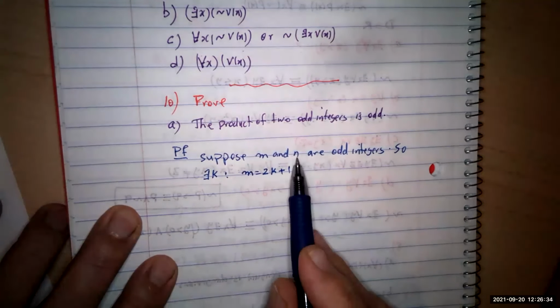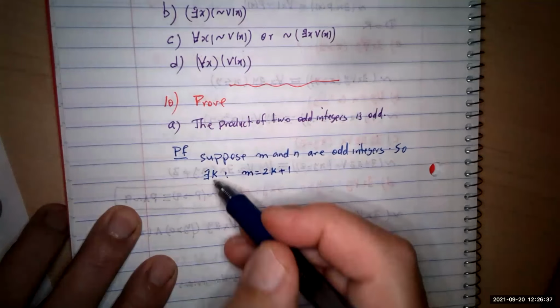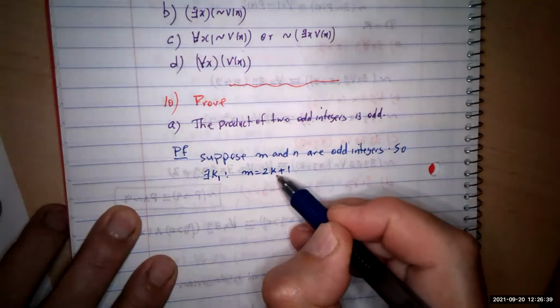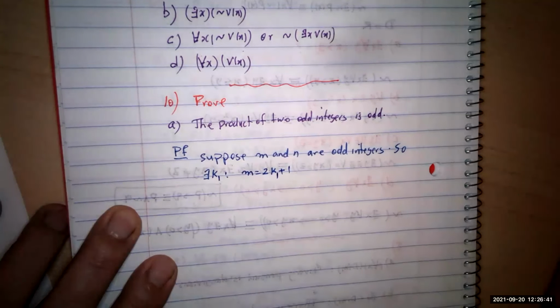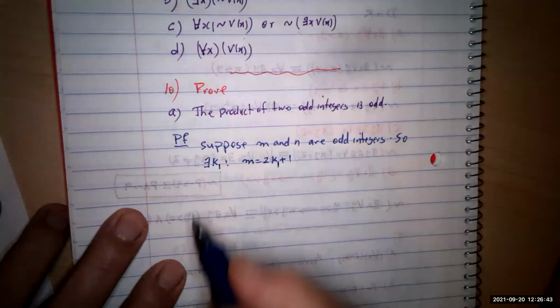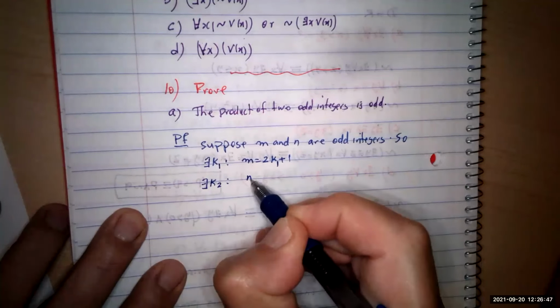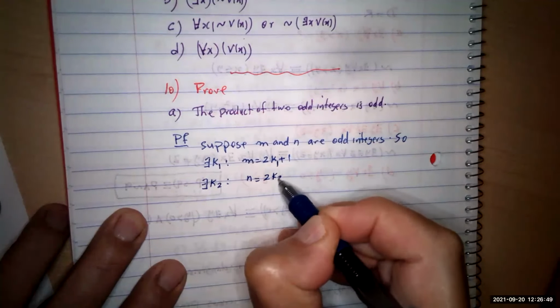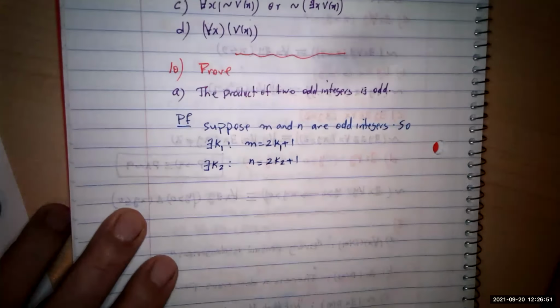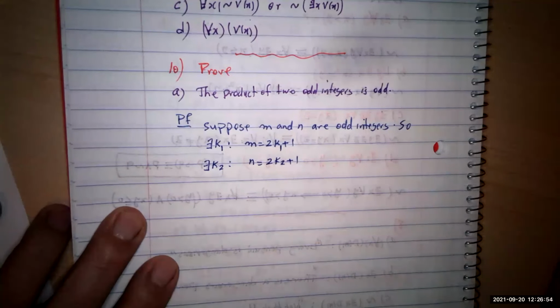But since you have the n, you want to apply the definition to n too, so you are going to call this one k1. Remember, if you're just using one number, it's k. But if it's more than one, of course, you have to have different k. There's a k2 such that n is equal to 2k2 plus 1. That's step one, which is very crucial. If you don't use a different k, you are out. They are different numbers, remember.